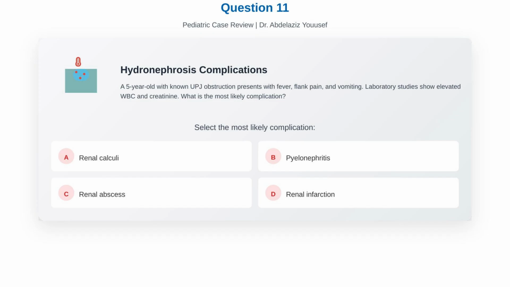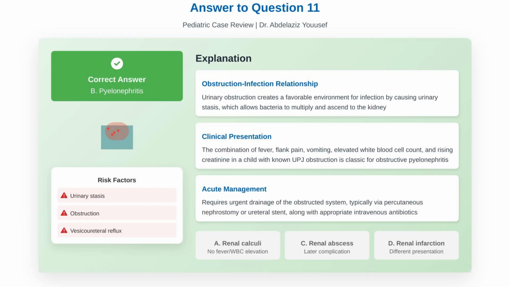Consider the relationship between urinary tract obstruction and infection. The presence of fever, elevated white blood cell count, and flank pain in a child with known obstruction suggests an infectious process. The elevated creatinine indicates some degree of renal impairment. The acute nature of the presentation and the combination of symptoms and laboratory findings should guide your diagnosis. The correct answer is B, pyelonephritis.